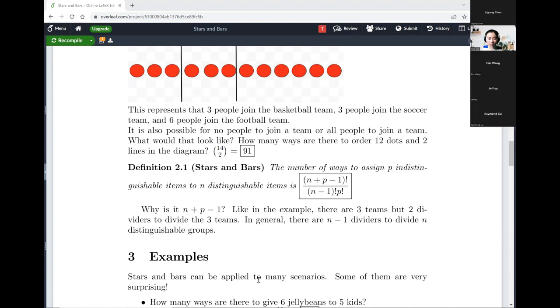Okay, so our first example problem is how many ways are there to give 6 jelly beans to 5 kids? So I'll give a minute for this problem and then I'll explain it. Only a minute because this is an example problem.